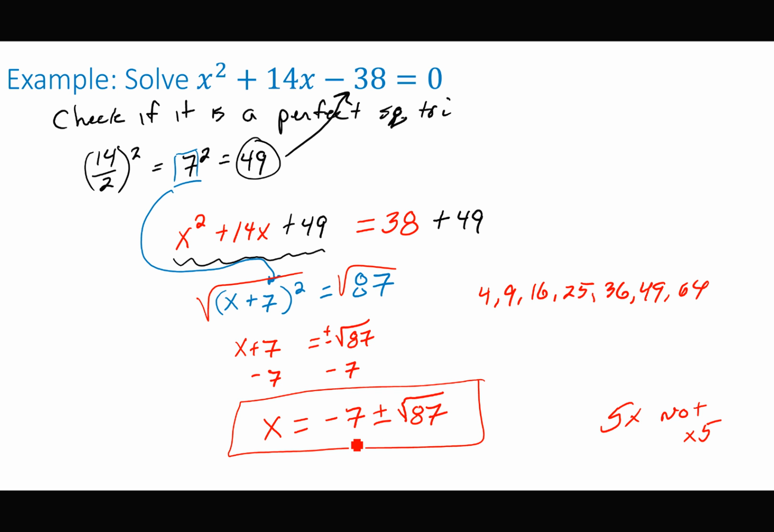So my solution to this is negative 7 plus or minus root 87, and this is how I want it. Leave it exact. Don't give me any decimal values. This accounts for both of them, so it intersects twice. Negative 7 plus or minus root 87.